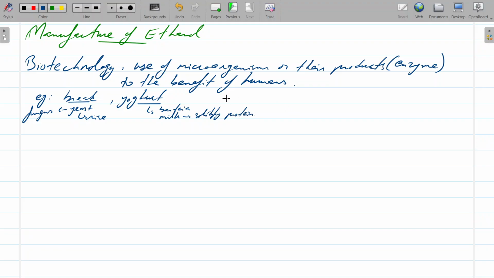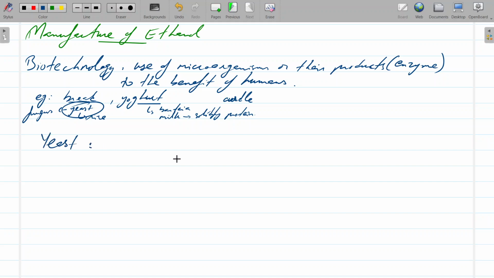So it causes the milk to curdle, if I remember the term correctly. Right, so these are just examples of biotechnology because you're using microorganisms to achieve this. And so another thing, right, what we're going to talk about over here is yeast.